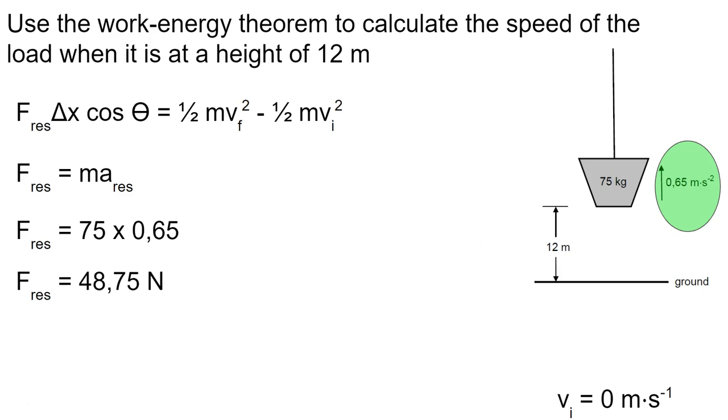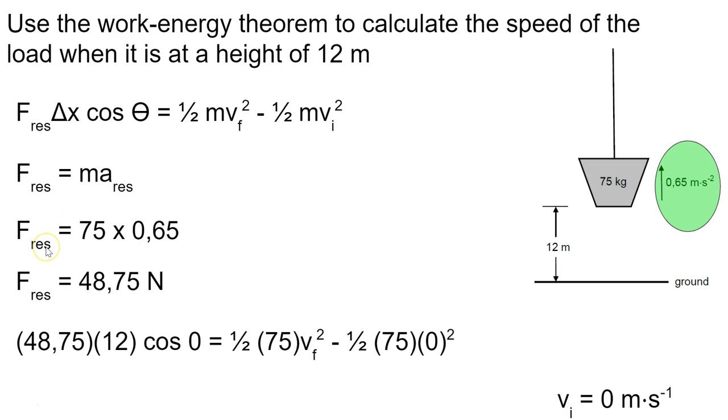Remember, according to Newton's second law, my resultant force is in the same direction as my resultant acceleration. So I know my resultant force is going upwards. I'm also traveling in the direction upwards. So let's see, I've got this value. I know now what my resultant force is, 48.75 Newton. Delta x, I know the distance that I traveled was 12 meters. I know the angle between the force. Remember, my resultant force is going upwards because I'm not working with my gravitational force, I'm working with my resultant force.